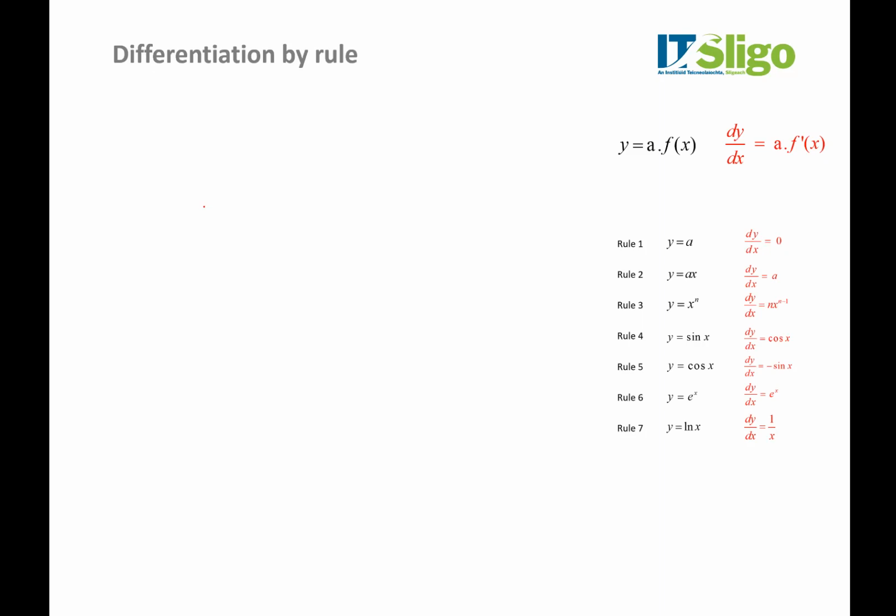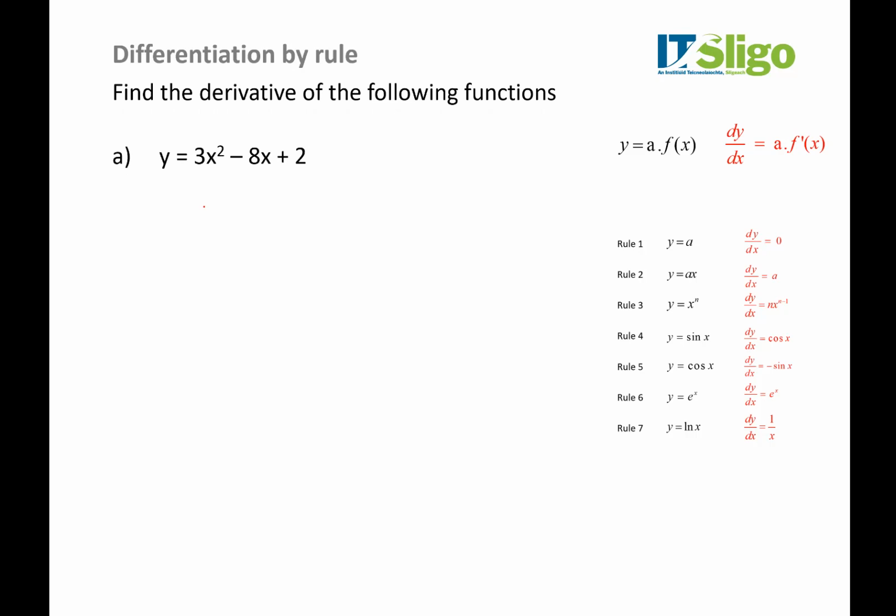So now we'll just take a look at a couple of examples. Find the derivative of the following functions. So here, there's a couple of things going on. We have our constant rule. We also have our summation rule. There's 3 terms, but we just differentiate each term separately.